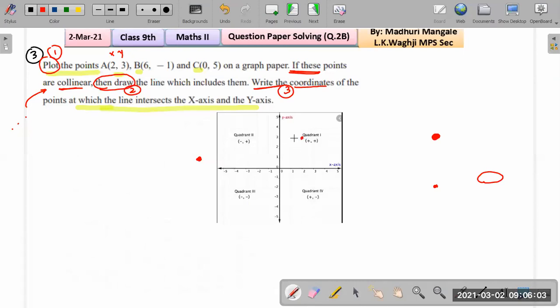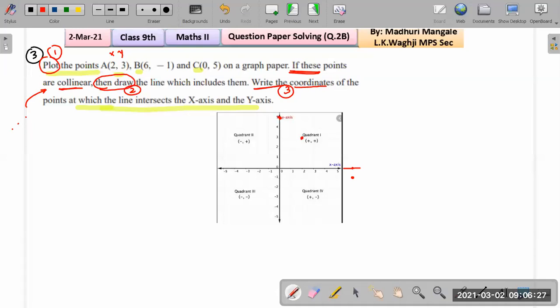So 2 comma 3, that's the first point. Let me just erase out this part. And then the next is B, which is 6 comma negative 1. So start at 6 here. 6 will be somewhere over here. 6 comma negative 1, so negative 1 will be here. This is the second point, and the third point is 0 comma 5. So x is 0 and y is 5. This is the point over here.